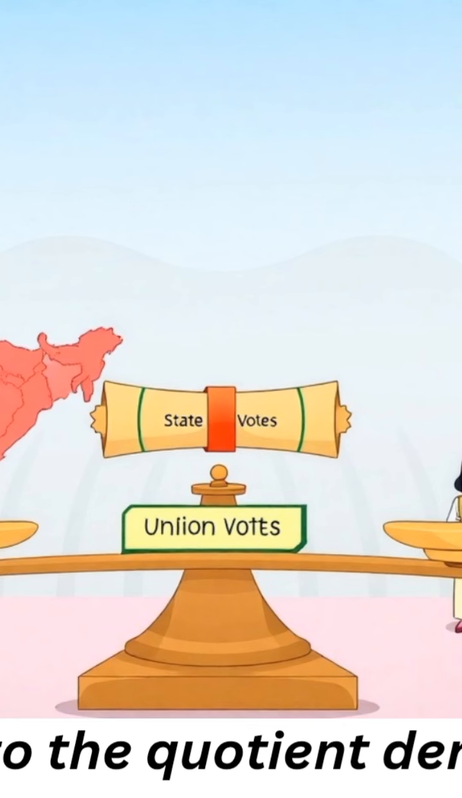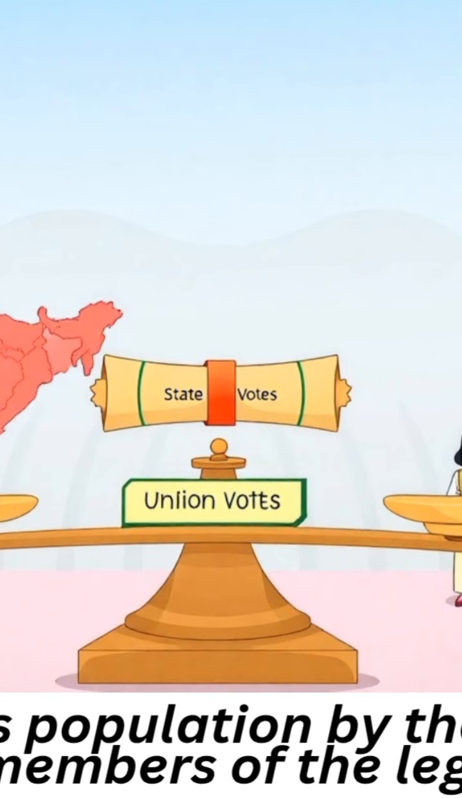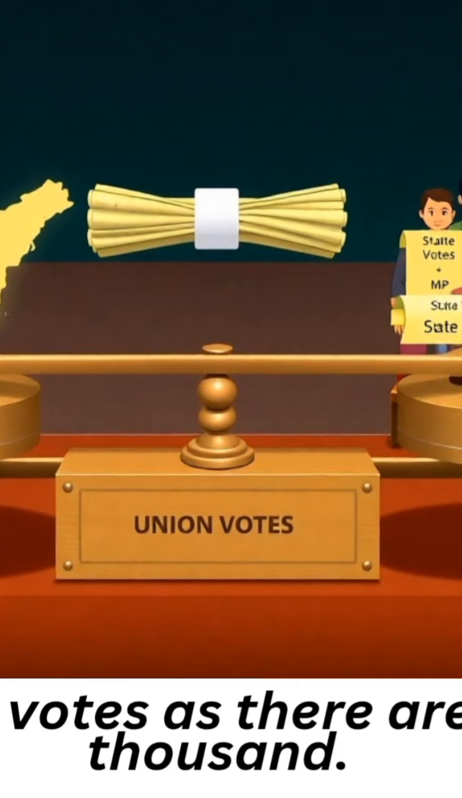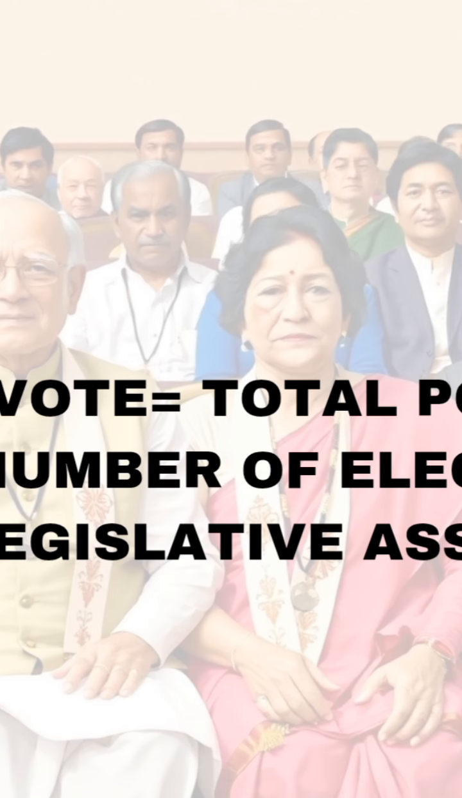According to the quotient derived by dividing the state's population by the total number of elected members of the legislative assembly, each elected member of a state's assembly will have as many votes as there are multiples of 1,000. This can be stated as follows. The value of an MLA's vote is equal to the state's total population divided by the total number of elected state legislative assembly members times 1,000th.